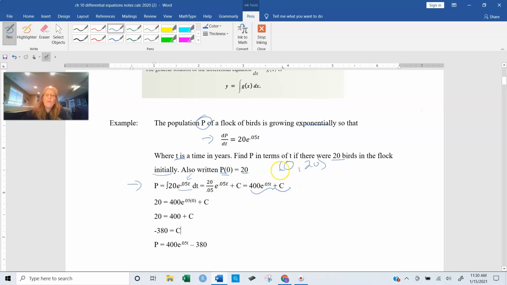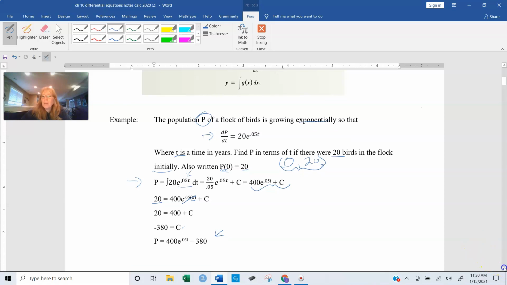Now, in order to solve, we have to plug in our initial value, which is 20 when we have no time. Anything to the 0 power is 1, so that just cancels out. Subtract it over, and c is our negative 380, and we plug that in. Okay, I would like you to pause the video and try the one on the next page. Make sure you do that.